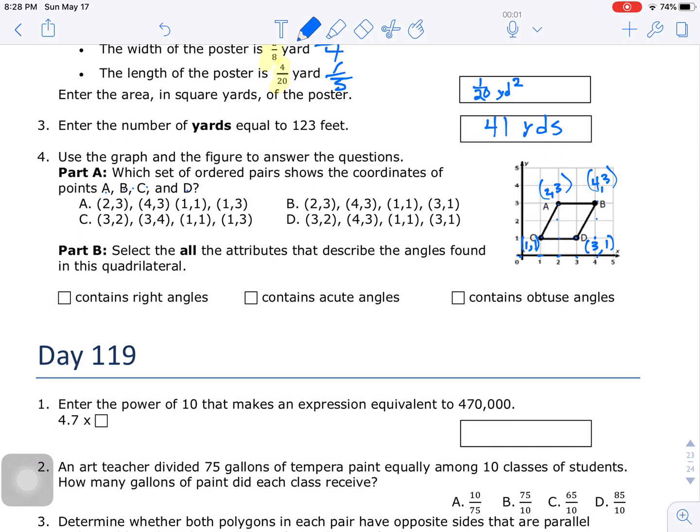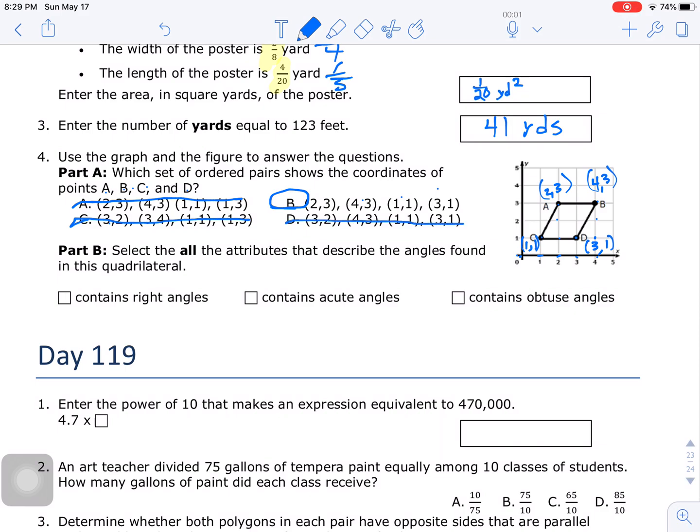Okay, so choice A, we have 2, 3, 4, 3, 1, 1, and 1, 3. 1, 3 is not correct. So some of you might just see that, as you're looking through it, oh, the first few are right, it must be the right one. But that's why we have to be thorough. Choice B, we have A is 2, 3, B is 4, 3, C is 1, 1, and D is 3, 1. So that is accurate. We just want to confirm that C and D are not the right choices, and they are not. Okay, so that's the first part.